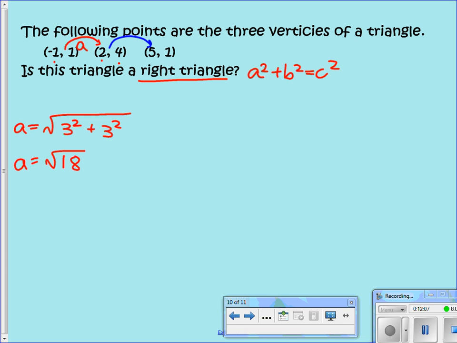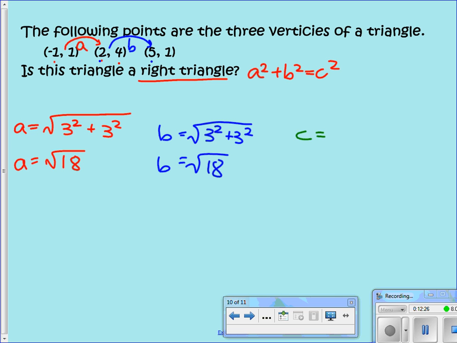I'm going to make this point to this point my distance of b. So those are my two legs. So from 2 to 5 is a distance of 3 squared. From 4 to 1 is a distance of 3 squared. So b is the same thing, square root of 18.